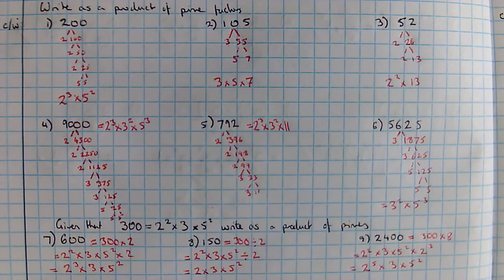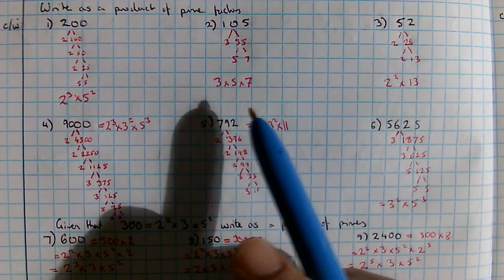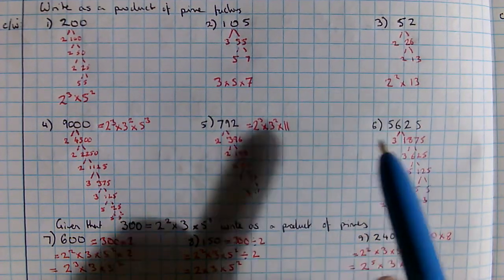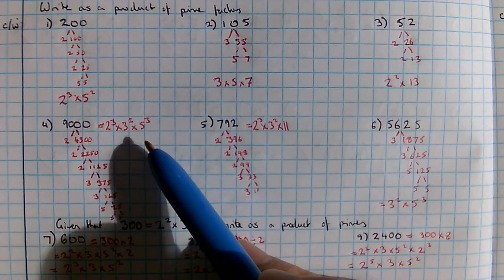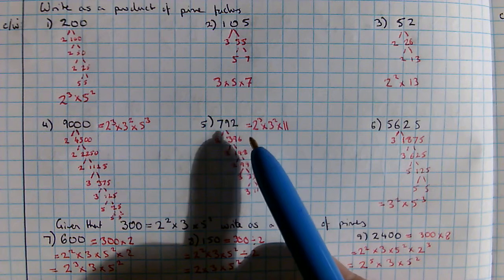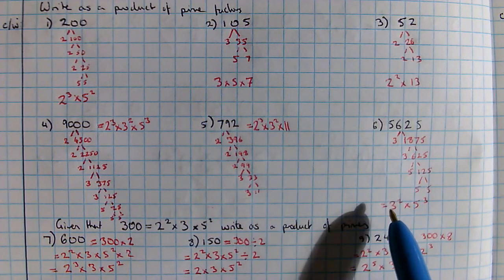Okay, and there we have our solutions. 2 cubed times 5 squared for the first one, 3 times 5 times 7 for the second, 2 squared times 13, 9,000 was a bit of a tricky one, you might have needed more space, 2 cubed times 3 squared times 5 cubed, 792 was 2 cubed times 3 squared times 11, 5625 was 3 squared times 5 cubed.